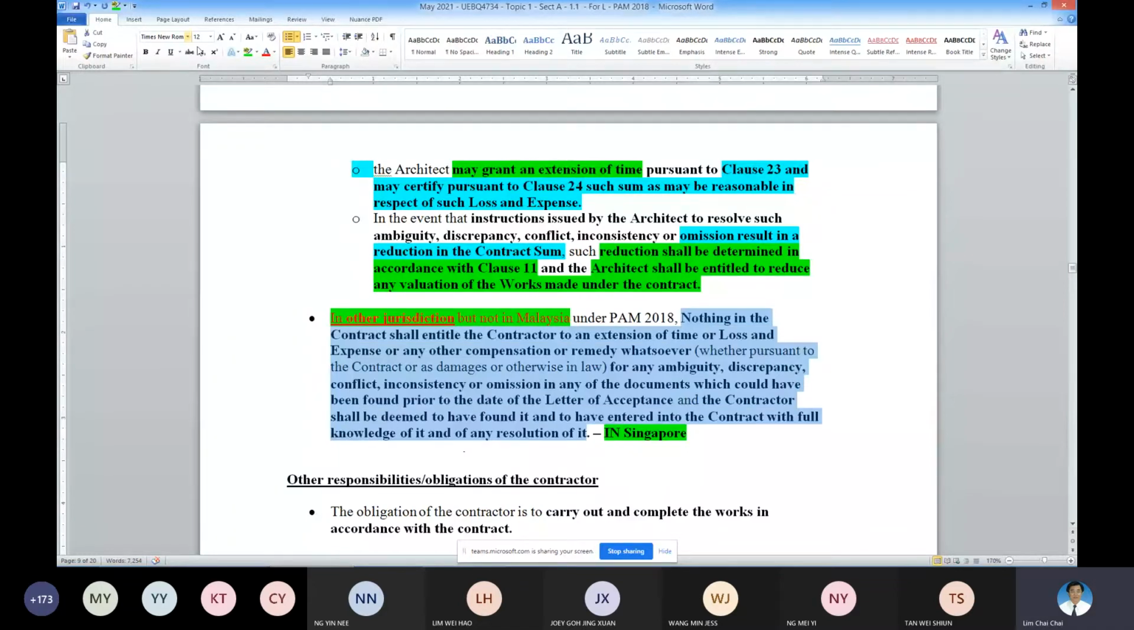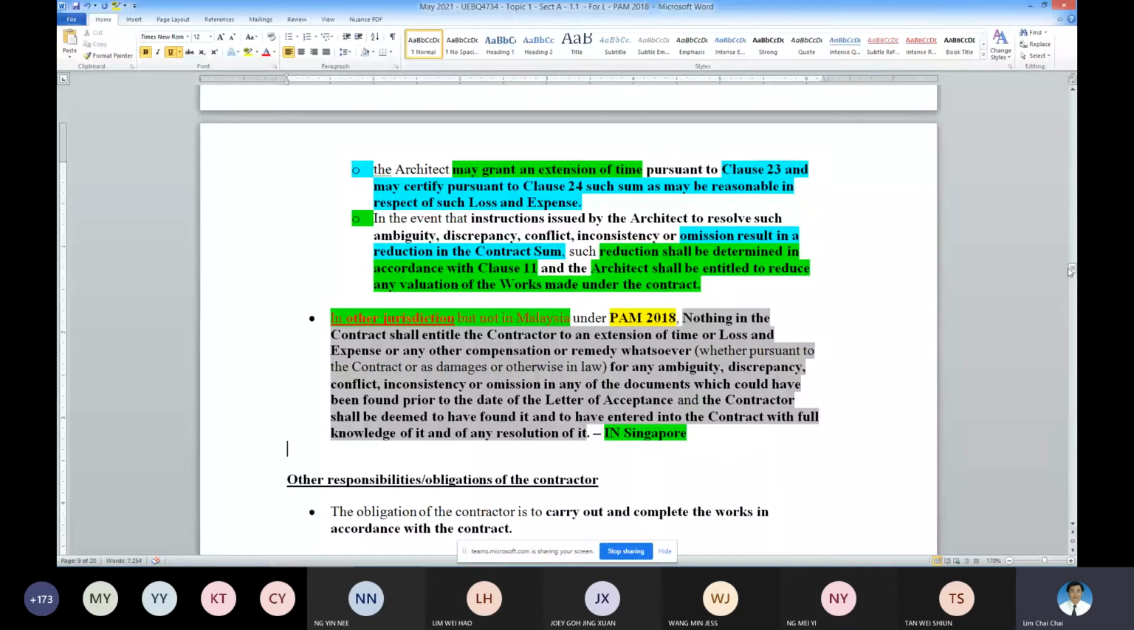In Singapore there is such a clause, but not in PAM, where any ambiguity or this sort of thing is the contractor's problem. You don't have time, you don't have other things to claim. So this is a very unfair clause. It doesn't happen in your PAM 2018. PAM 2018 is a fairer document as compared to Singapore on this particular aspect. So this is something for you to think about.